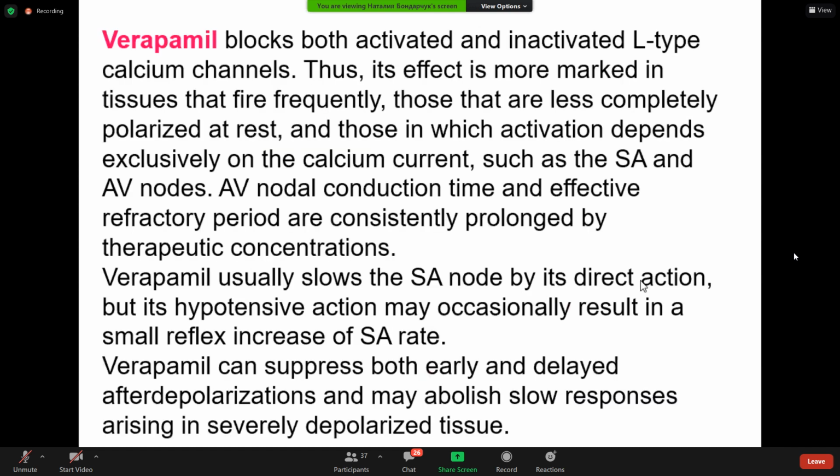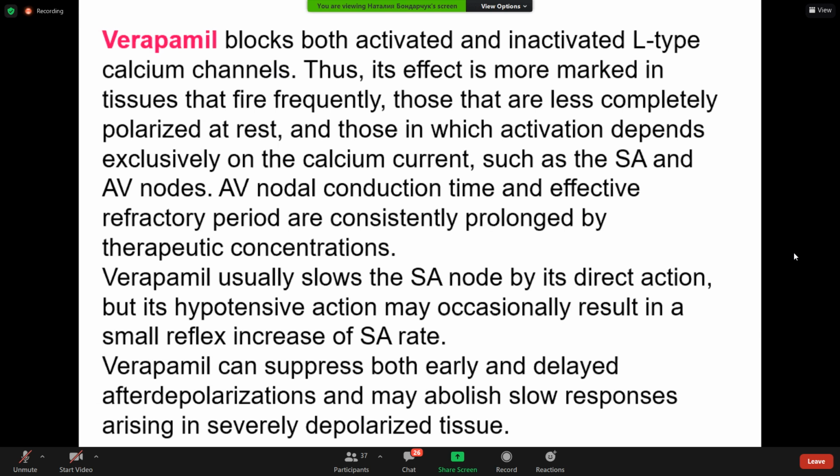So verapamil blocks both activated and inactivated L-type calcium channels. Thus, its effect is more marked in tissues that fire frequently, those that are less completely polarized at rest, and those in which activation depends exclusively on the calcium current, such as the sinoatrial and AV nodes.